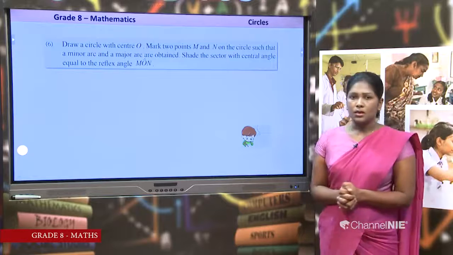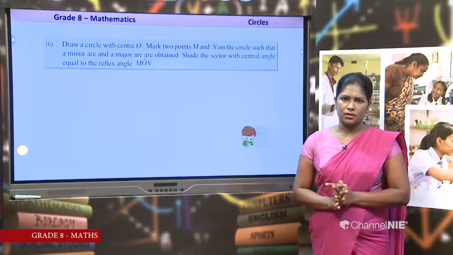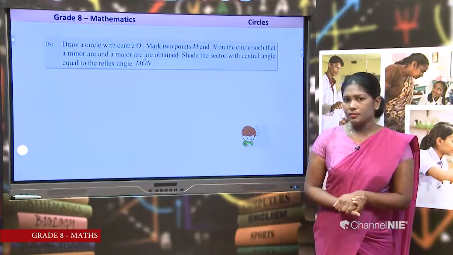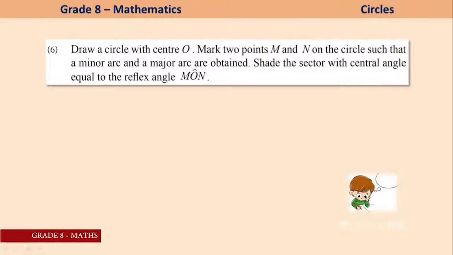Okay children. Next move on to the sixth question. What is this question? You can read the question. Yes. Read that question. Draw a circle with center O. Mark 2 points M and N on the circle such that a minor arc and a major arc are obtained. Shade the sector with central angle equal to the reflex angle MON. Okay children, now you read the question, isn't it?